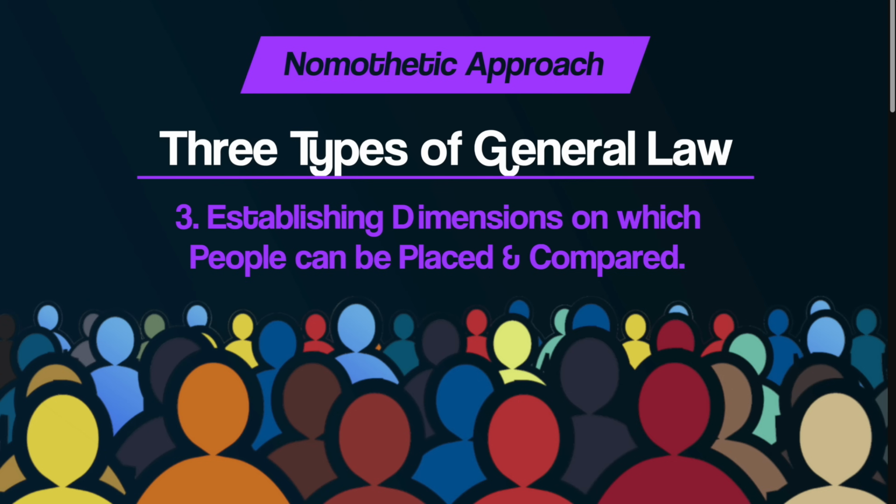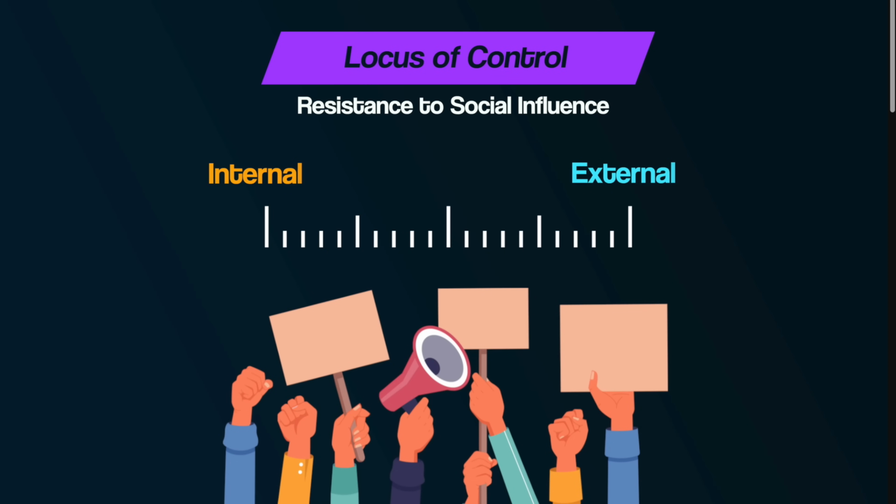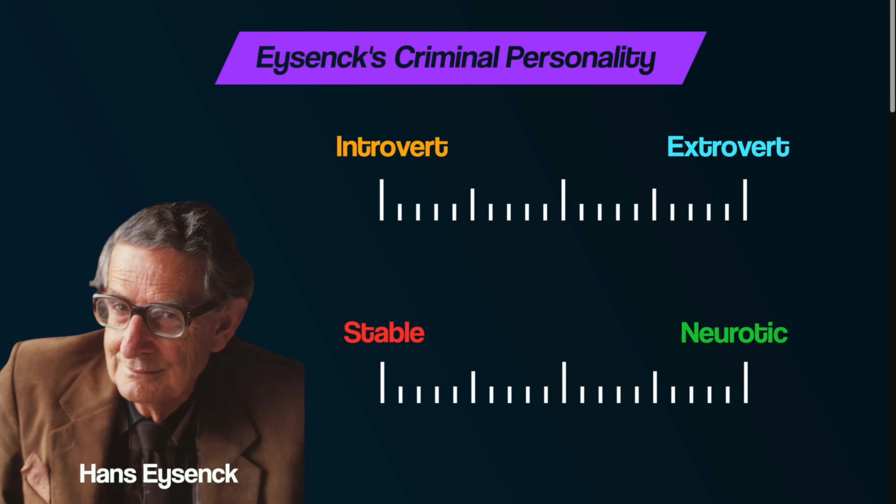Number 3, establishing dimensions. Locus of control and Eysenck's criminal personality theory categorize individuals along dimensions, such as internal versus external control, or extroversion versus neuroticism, allowing for comparison across individuals.